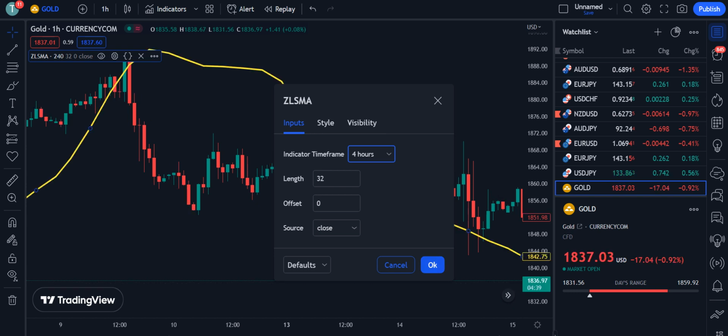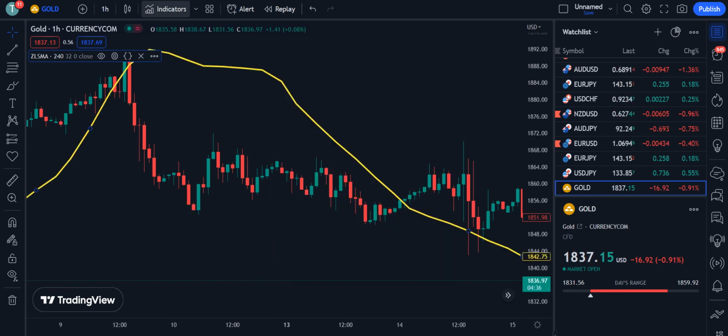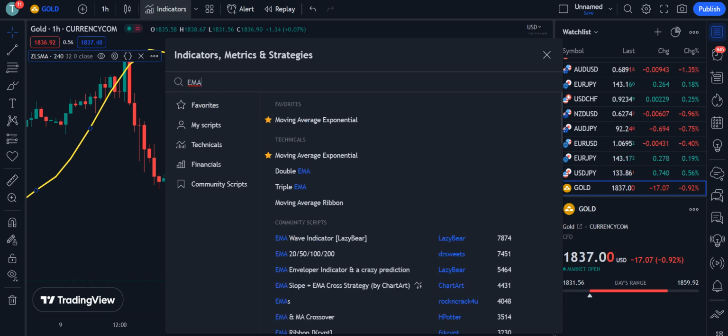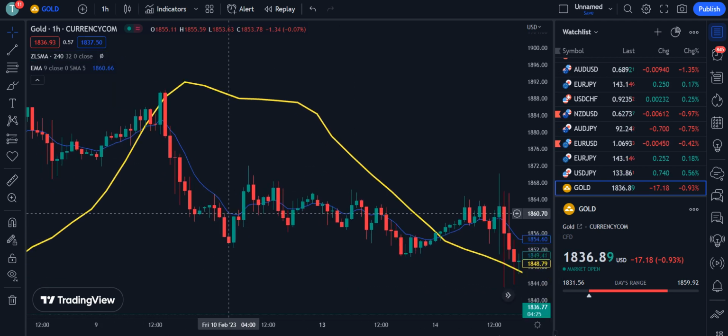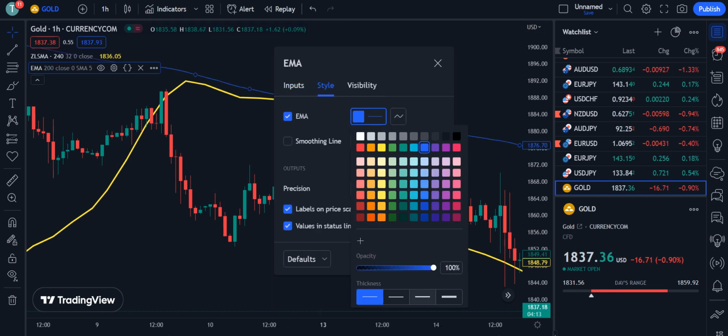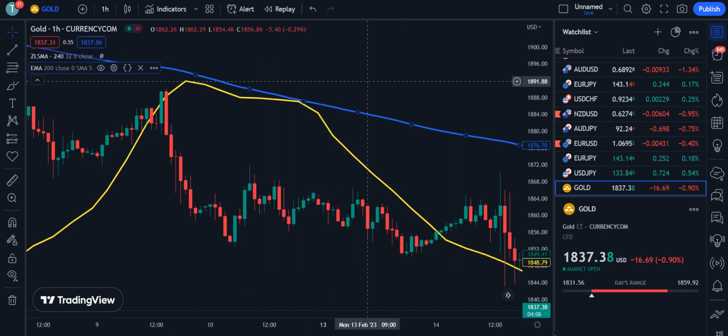Okay, and click OK. Now we are going to add another indicator, that is EMA, the exponential moving average. You simply click on it and close the window. It is applied on your chart, as you can see here. Now we will go into its settings. We will change its length from 9 to 200, and we will increase its thickness a bit. So click OK, and that's it for this indicator.